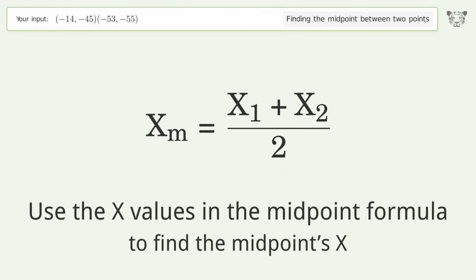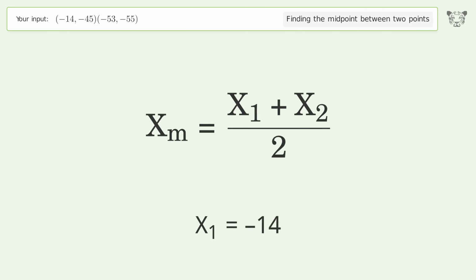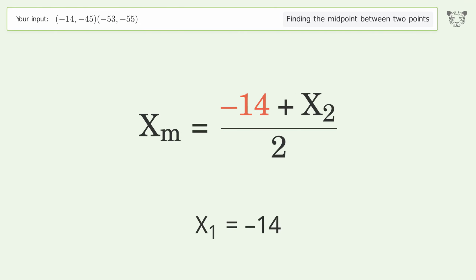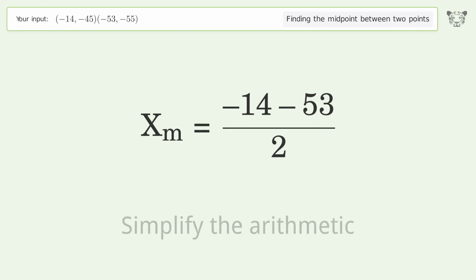Use the x values in the midpoint formula to find the midpoint's x. x1 equals negative 14. x2 equals negative 53. Simplify the arithmetic.